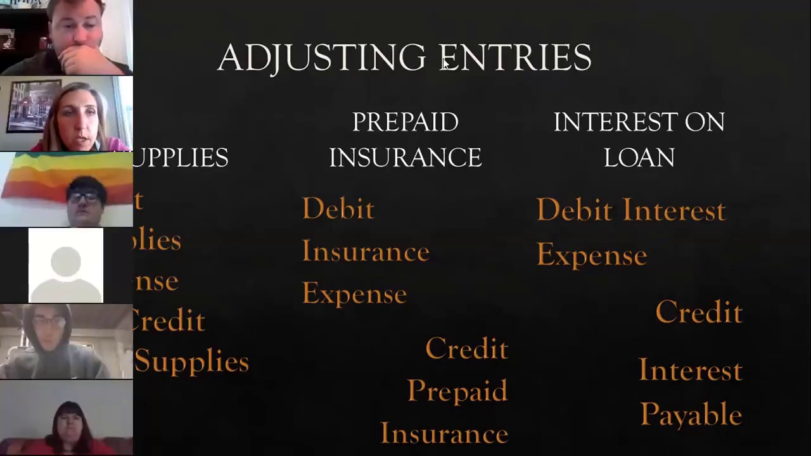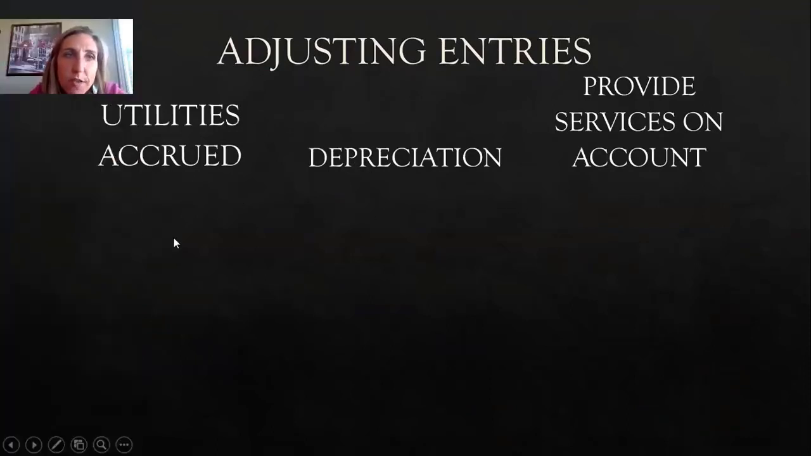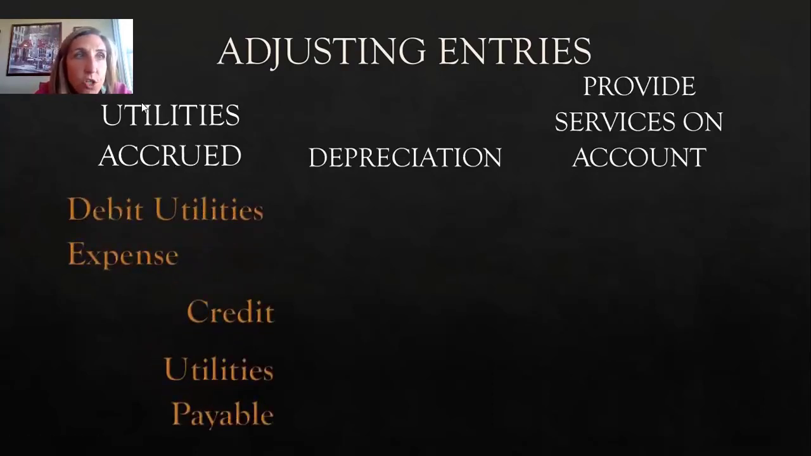Okay, so the other adjusting entries are these first two, the utilities accrued. Let's take a random guess. What kind of account do we want to debit? Any guess what you want to debit here? Utilities expense. Good job. Excellent. Utilities expense reflects the amount that you've used, and the accrued part just tells you that you haven't paid it yet. So good job.